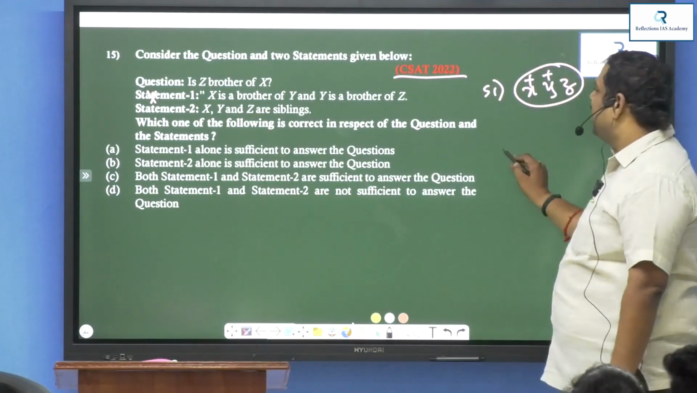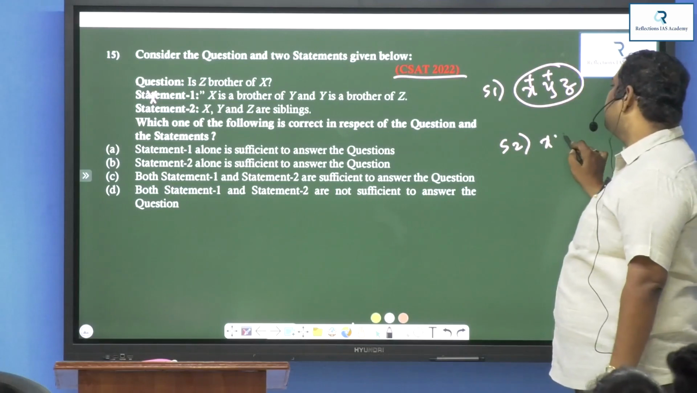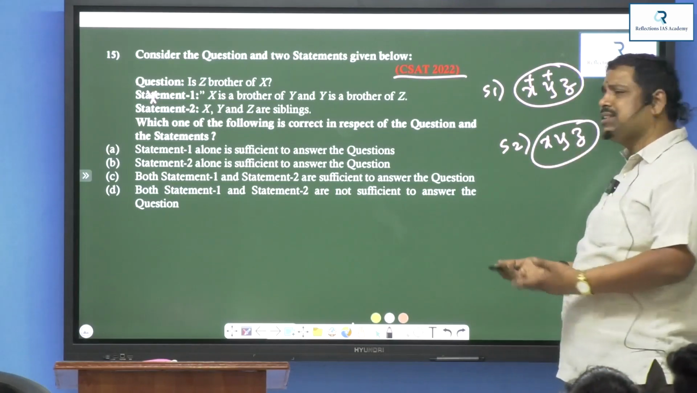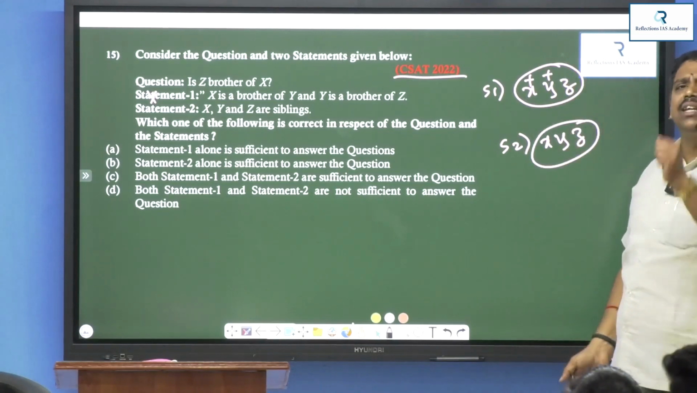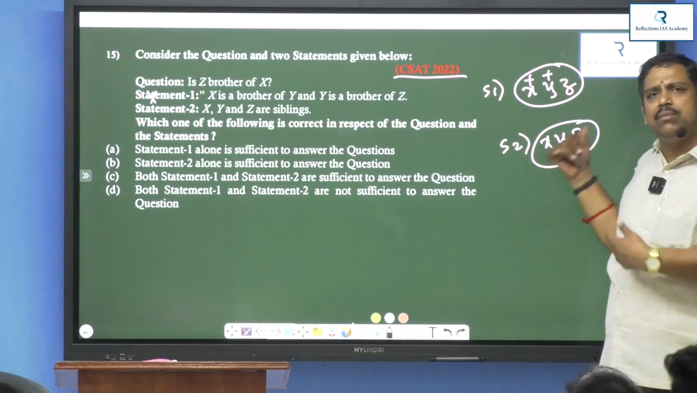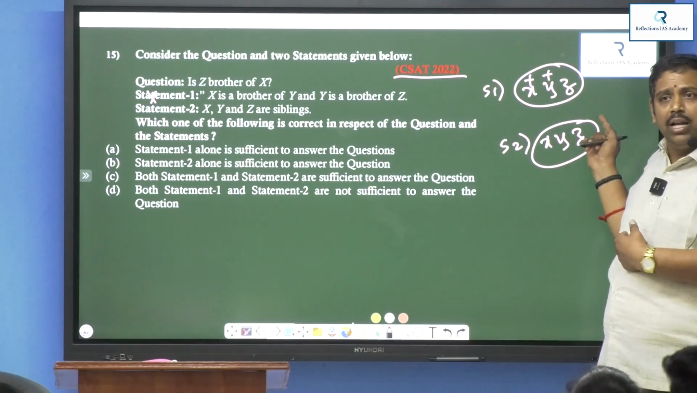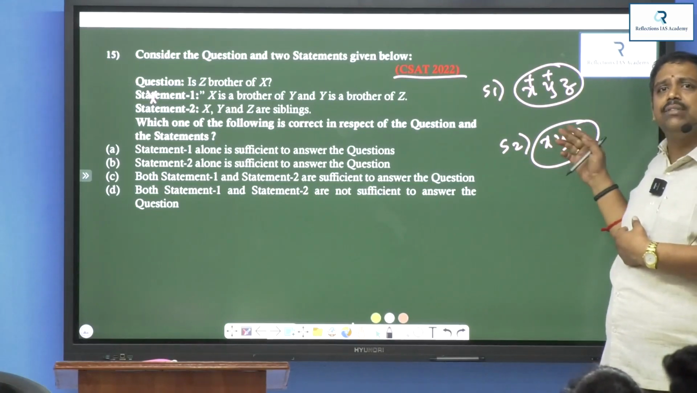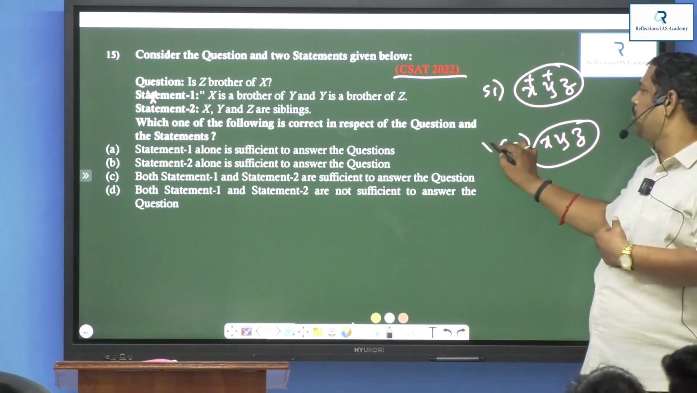Statement 2. X, Y, Z are siblings. What is meant by siblings here? Parents are same for all the three. What is the gender of Z? Again unknown. Again unknown means if he is male, yes, for X, Z is a brother. If Z is female, X will be sister. So S2 alone are able to decide or unable to decide?